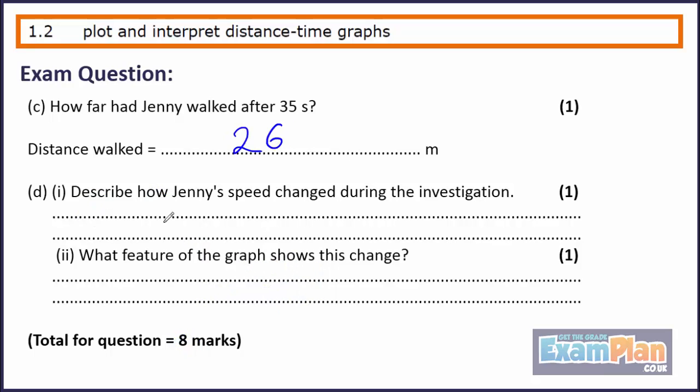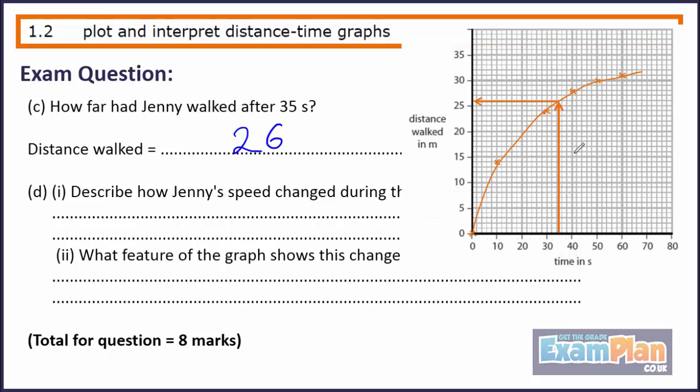Now time for the final part of the question. Describe how Jenny's speed changes during the investigation. Well, to do this we need to describe the motion from the graph, and to do that we always look at the gradient. We can see that the gradient is decreasing, and therefore the speed must also be decreasing. Finally, what feature of the graph shows this change? Well, as we've said, it's the gradient.